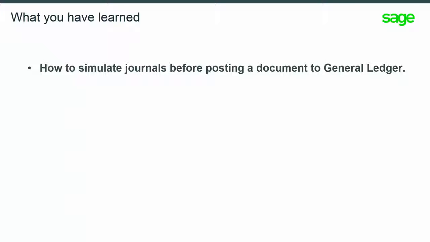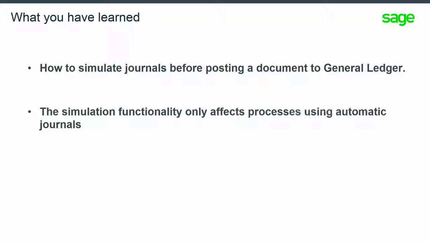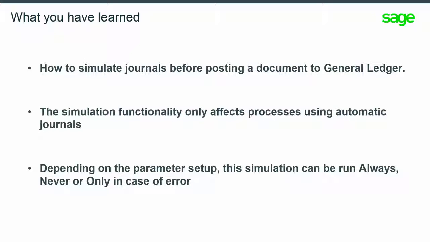In this lesson, you have learned that you can now simulate the journal entries before posting a document to the general ledger, what the impact of this process will be when using an automatic journal, and that the simulation feature can be run always, never, or only when an error occurs based on the parameter setup.